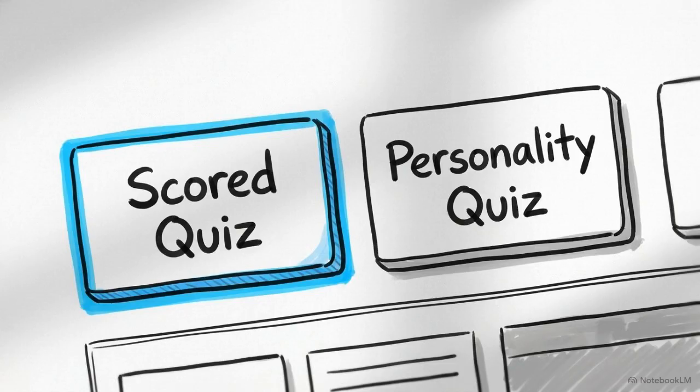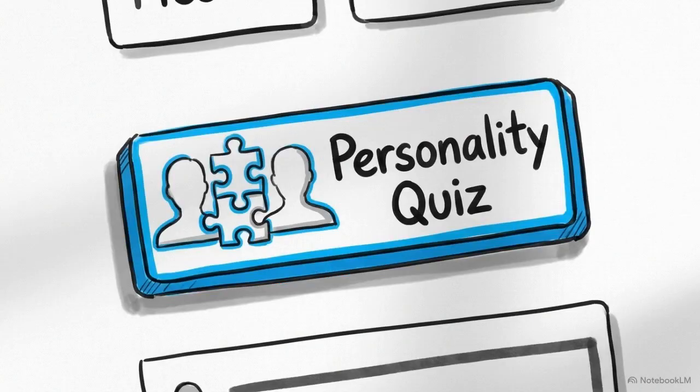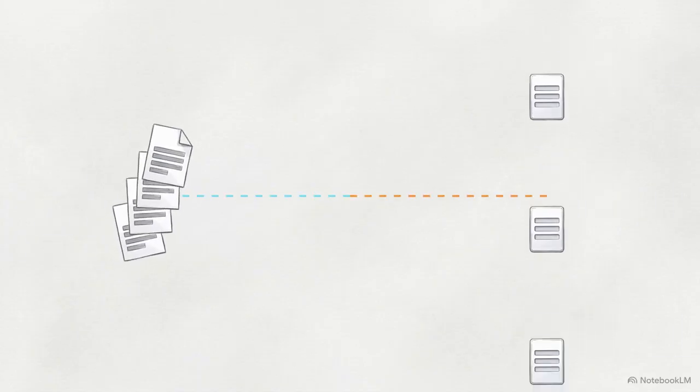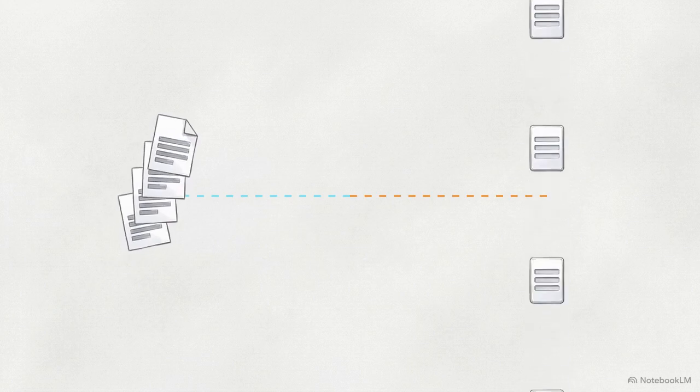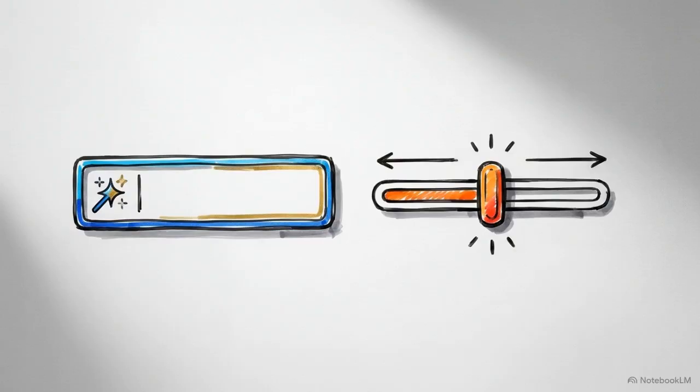Inside the dashboard, your first step is choosing your quiz type. You use a scored quiz to measure actual knowledge for training, or a personality quiz for culture and leadership fit. You can save time using pre-built professional templates or browsing a bank of over 1 million ready-to-use questions across hundreds of topics. Using the AI generator requires setting a few basic parameters.